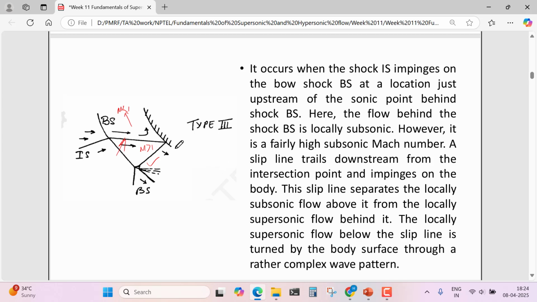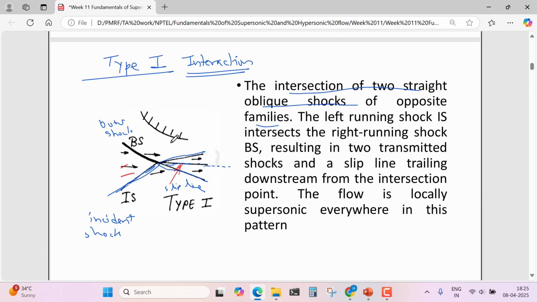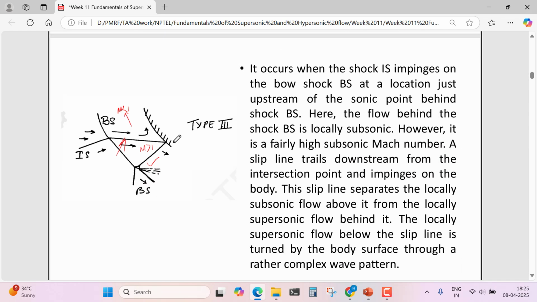And in the type 3 interaction, the bow shock is just upstream of the sonic point, this region. So what will happen is that across the bow shock, the flow will be subsonic. Okay, one thing, when these two shocks interact, there will be two transmitted shocks. So the flow behind the bow shock will be subsonic because it is upstream of the sonic point, but the flow behind this transmitted shock will be supersonic.